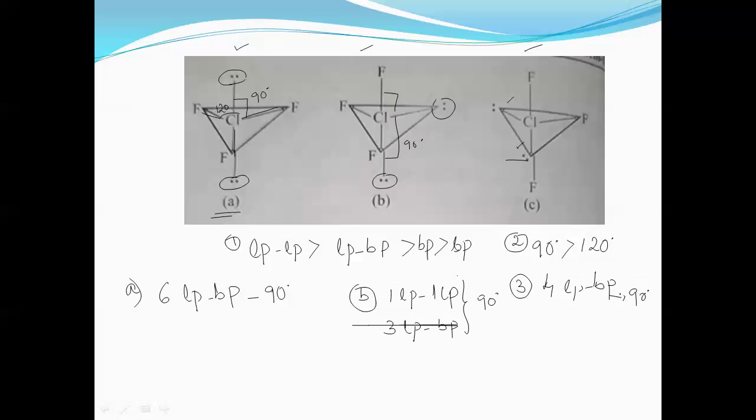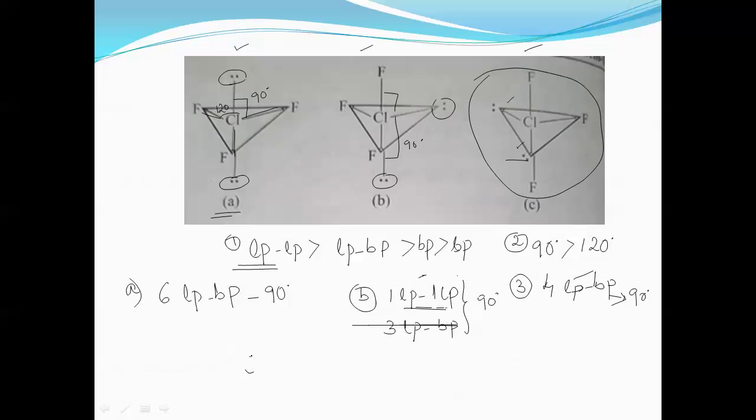Based on this, which do you think is more stable? This has 6 lone pair bond pair repulsions. This has 4 repulsions too, but one is lone pair lone pair. We know that lone pair repulsions are stronger than any of the other kinds of repulsions. So this is also ruled out. Only this one has 4 lone pair bond pair repulsions, which means that this is the more stable structure. So according to the repulsions, this is the most stable structure out of the 3 possible structures for ClF3.